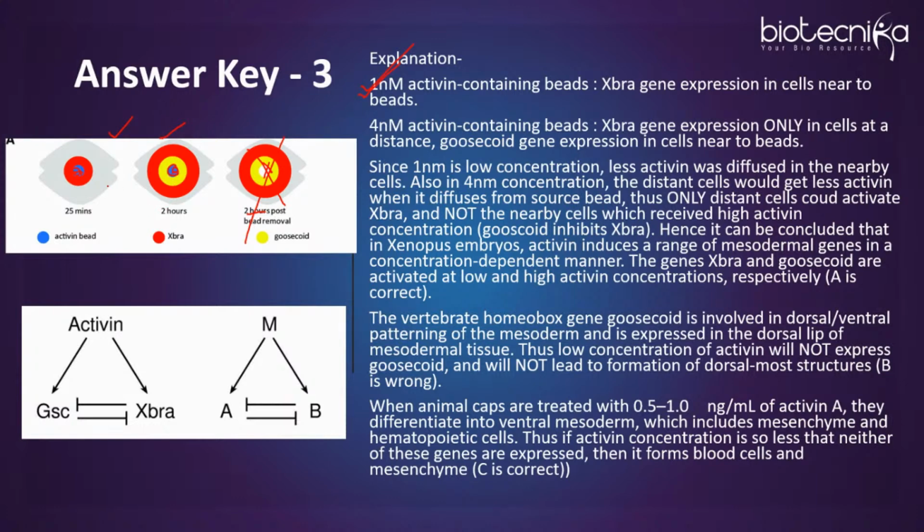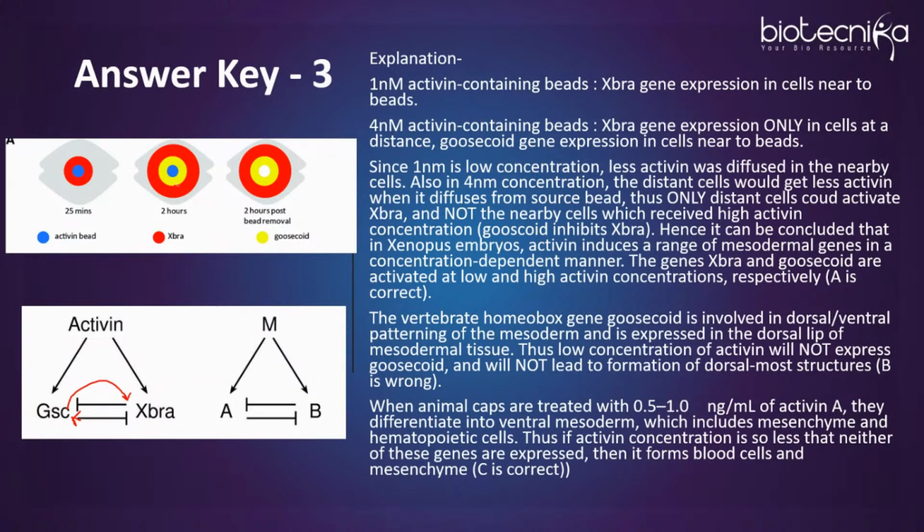If you have more activin, then XBRA is expressed on the outside and goosecoid will be expressed inside. The reason is because they inhibit each other. So high activin is going to give goosecoid. Low activin is going to give XBRA. But if it is beyond the threshold concentration, neither of these will be activated. That is why in the control experiment, neither of these genes were there. And if XBRA is present, it is going to inhibit goosecoid. If goosecoid is present, it is going to inhibit XBRA.